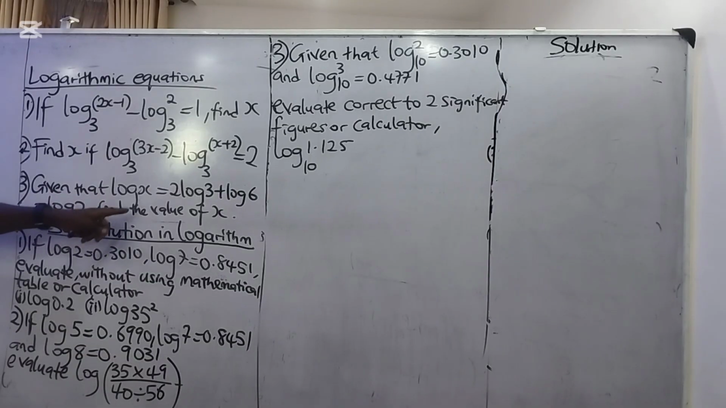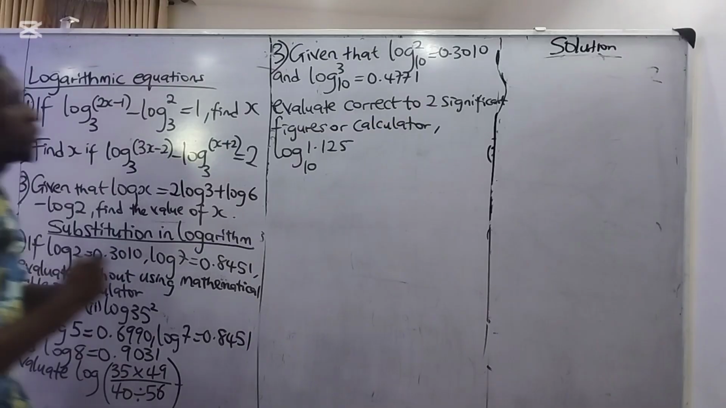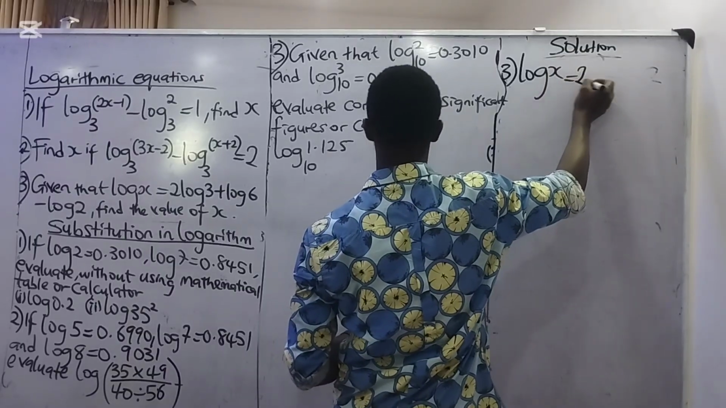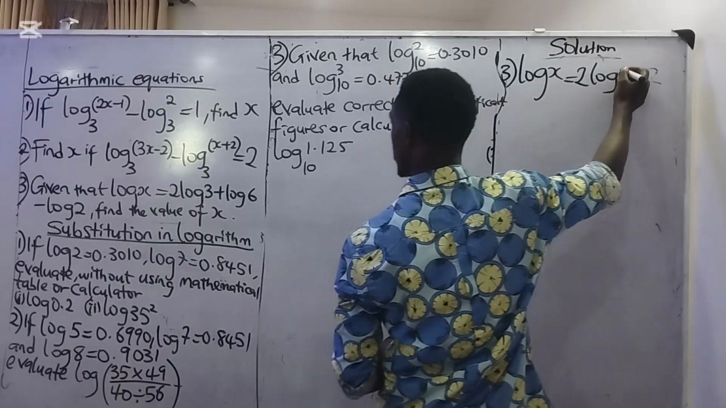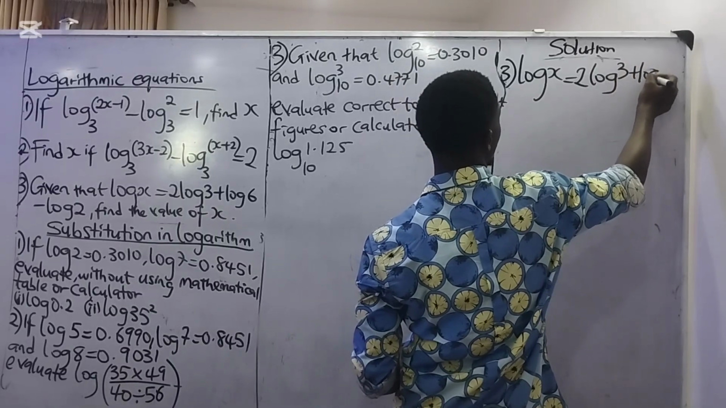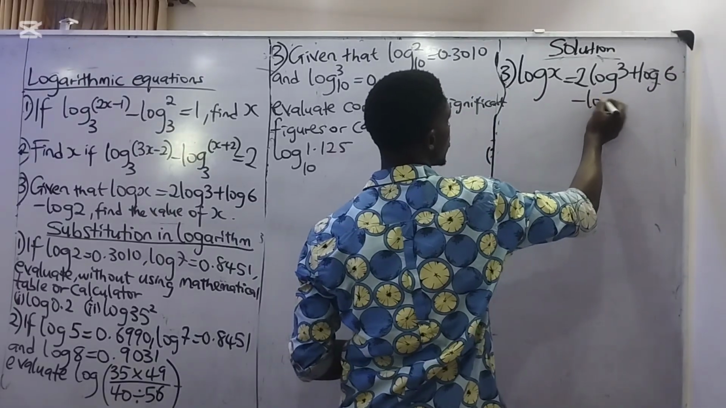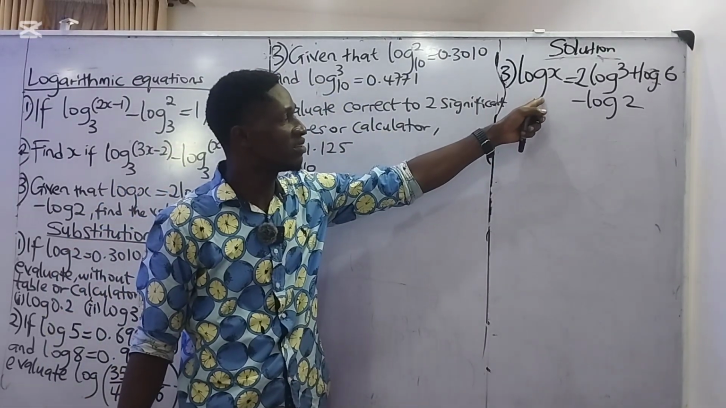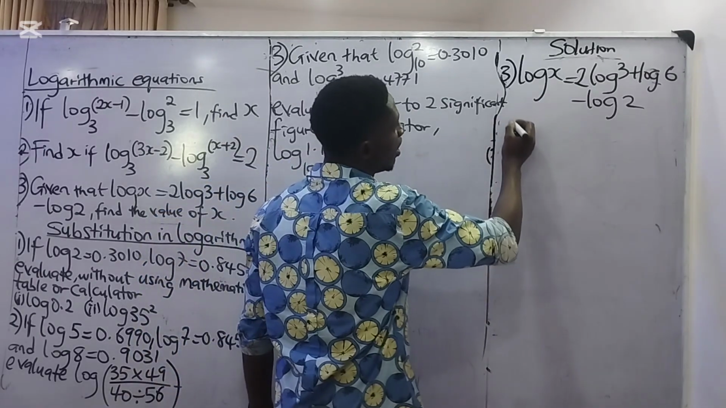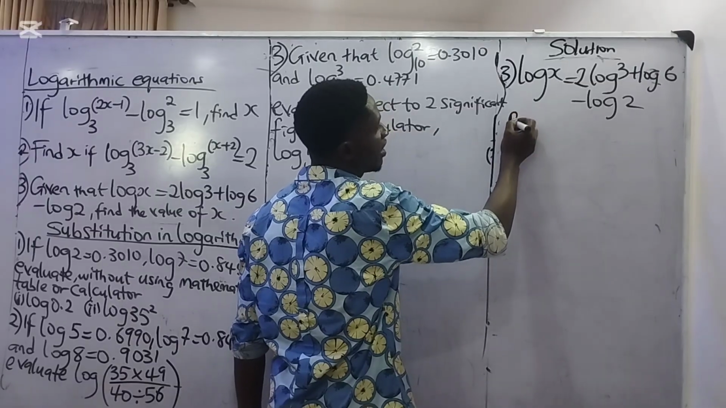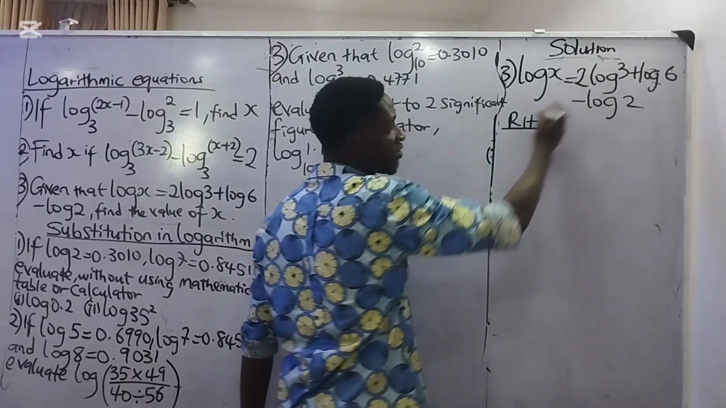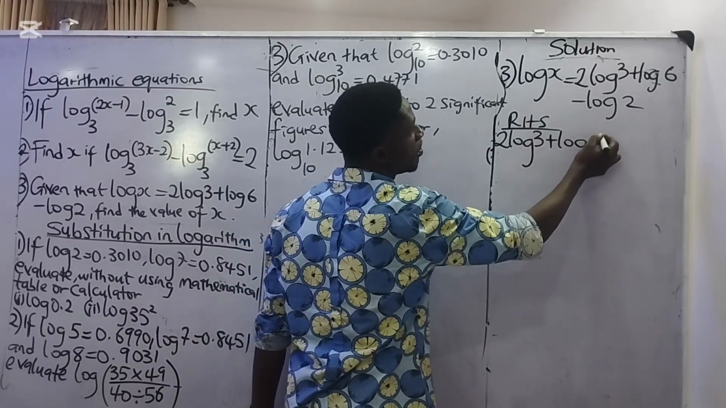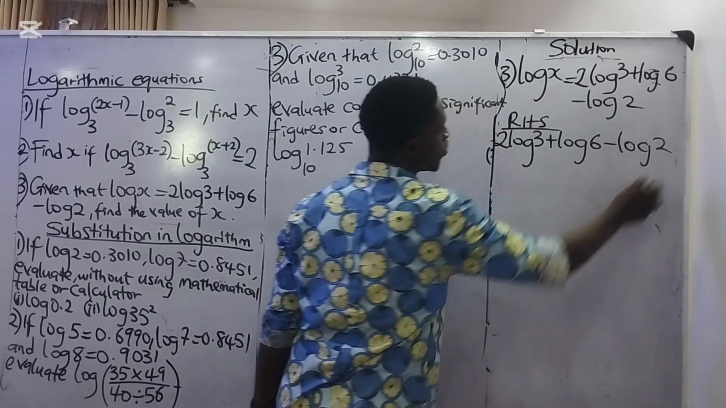We have given that log x is equal to, so let me write it here: log x is equal to 2 log 3 plus log 6 minus log 2. Whenever there is no base written, it is base 10. So let's start with the right hand side, which is 2 log 3 plus log 6 minus log 2.